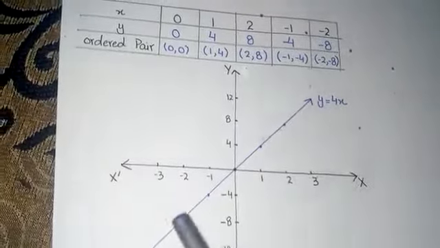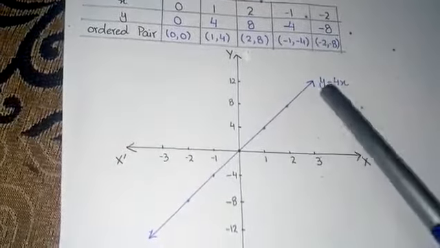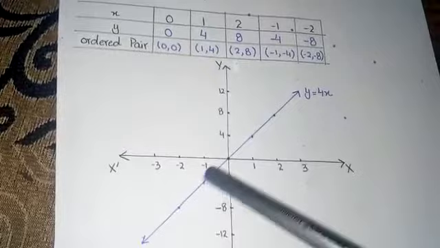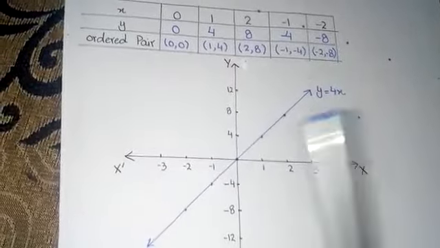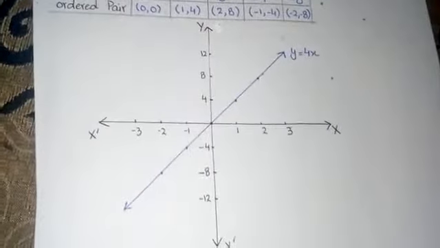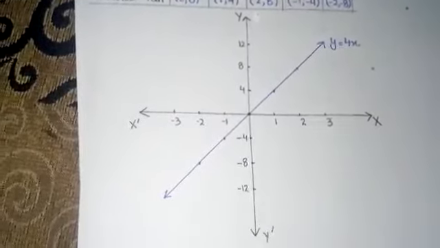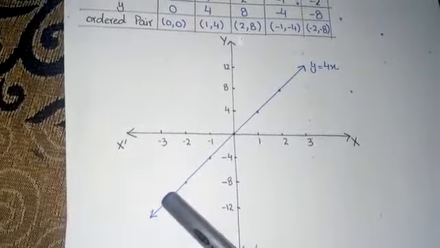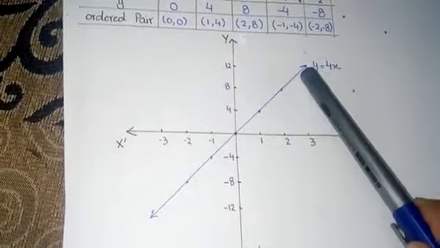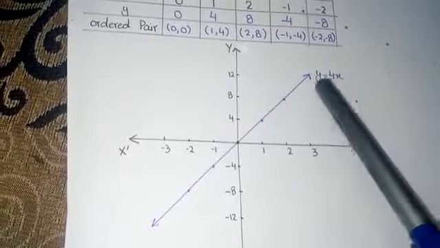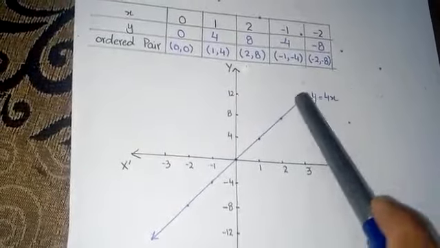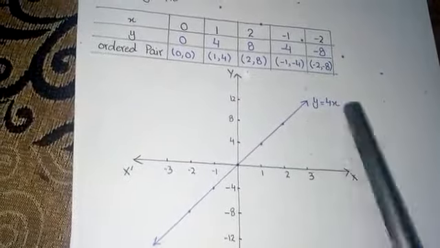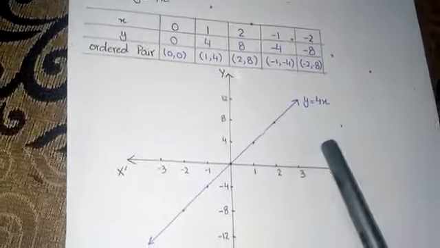Clear? Like this I have plotted all the points, and in the end join these points with the help of a straight line, because we are reading linear graphs and linear means straight. So draw the line with the help of a scale. It will be a straight line. Put arrowheads on both sides because it is a line, and then write the equation for which this graph is drawn. Clear? This is the graph. Clear?